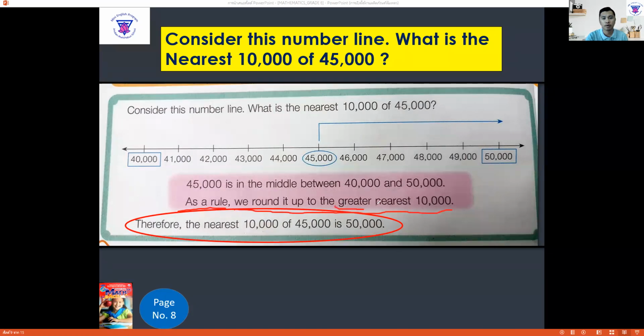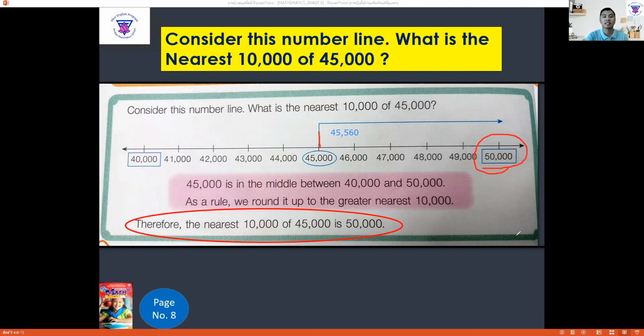Okay, from this word, greater nearest 10,000. Okay, if it is in between. All right, so again, let's say, for example, it's 45,560. What is the nearest 10,000 of that number? Okay, very good. The nearest is 50,000, because it's already close to 50,000.